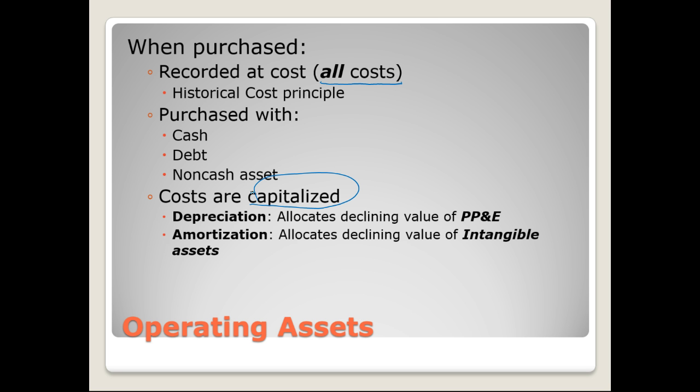For all intangible assets like copyrights, patents, the process of capitalizing the eventual loss in value is called amortization. Very, very similar process. We just use a different word when we're talking about the loss in value of intangible assets. And then for natural resources, this capitalization process is called depletion.